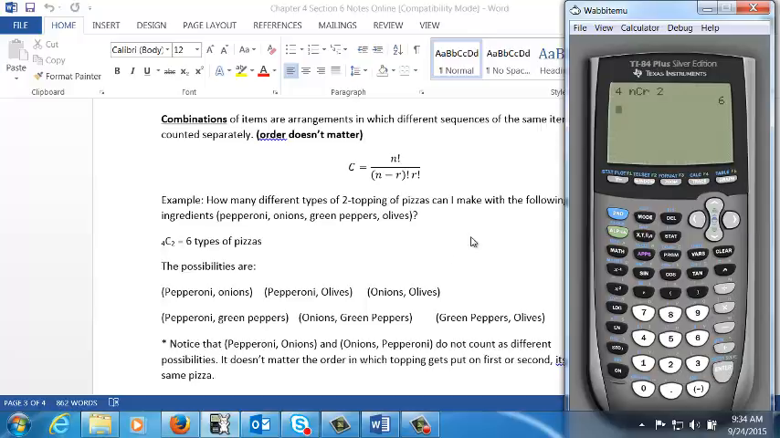So the calculator might save you some time having to punch all this in with factorials and whatnot. So I would probably recommend using that when completing your homework problems.